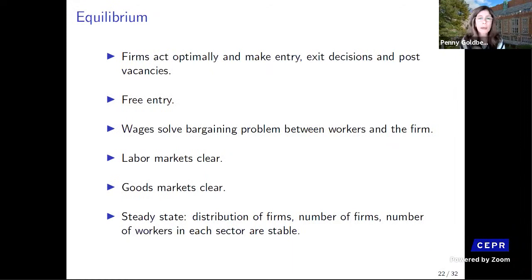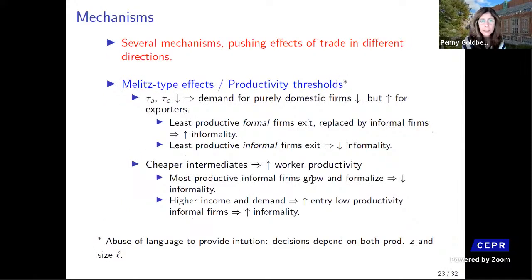Very briefly, the equilibrium conditions are as follows. Firms act optimally and make entry and exit decisions, and post vacancies. I already mentioned we have free entry. The wages solve the bargaining problem between workers and the firm. Labor markets clear, goods markets clear. The government budget is balanced. There is balanced trade. And we focus on the steady state, meaning the distribution of firms, the number of firms, and the number of workers in each state, in each sector are stable. So this is the model.